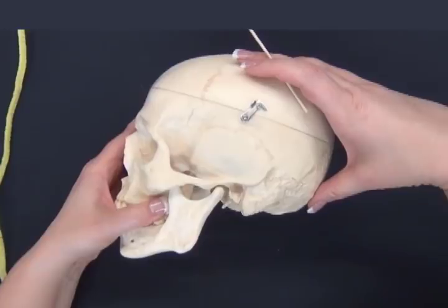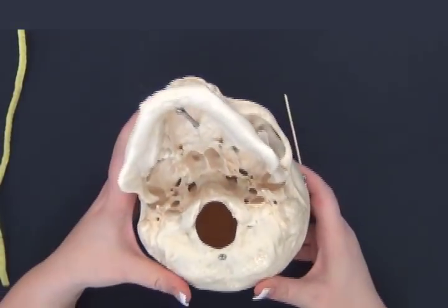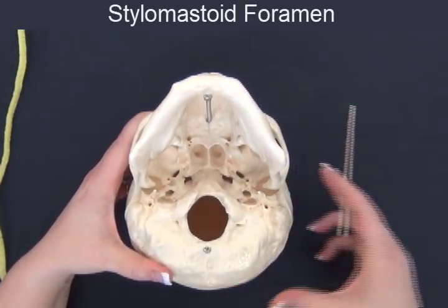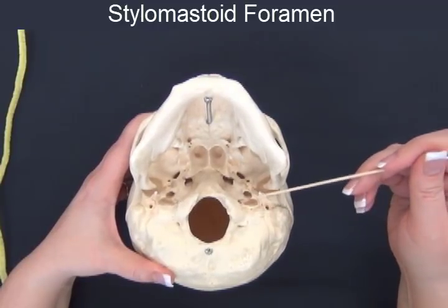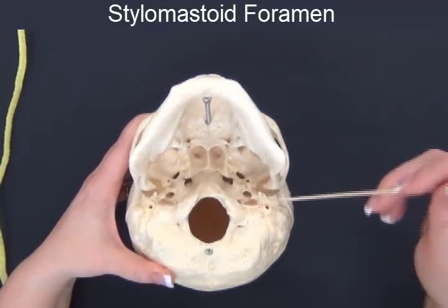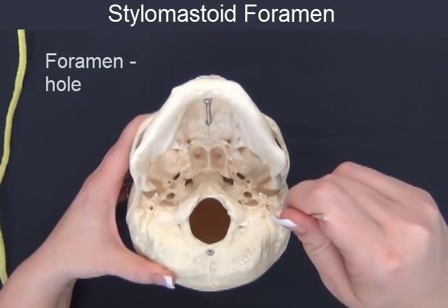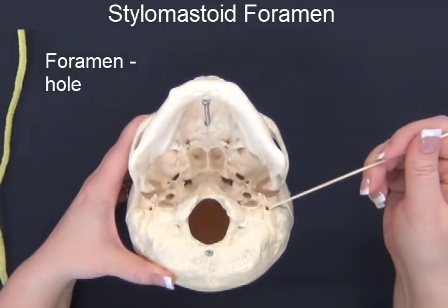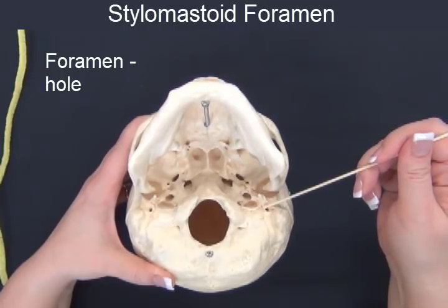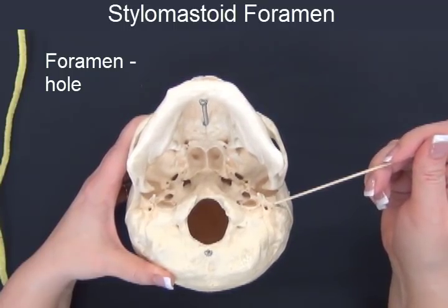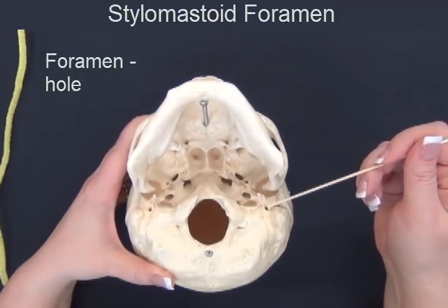If we turn the skull so that we look at the inferior of the skull, you will see between the mastoid process and the styloid process, there is an opening. This opening is called the stylomastoid foramen. Any opening or hole in the skull is called a foramen.